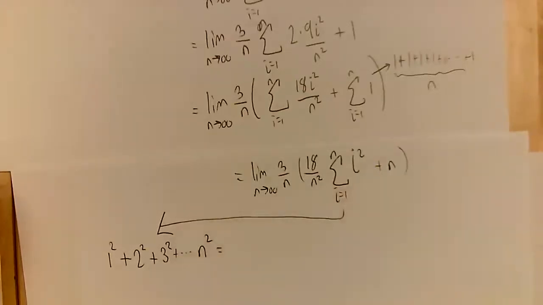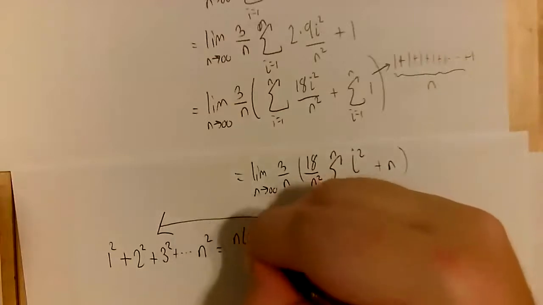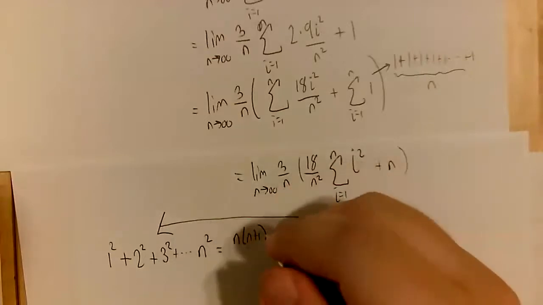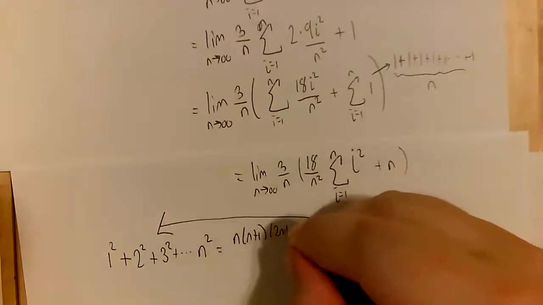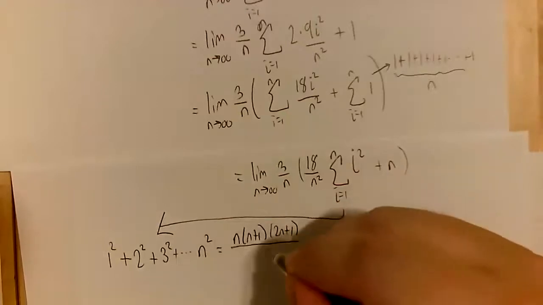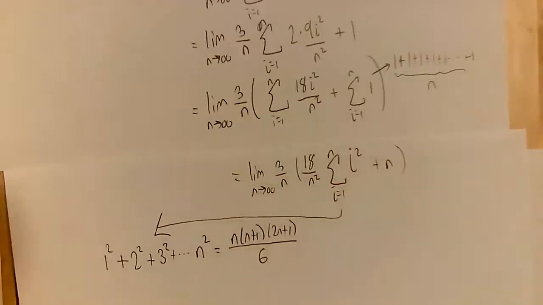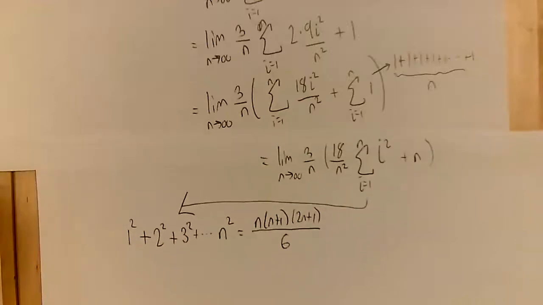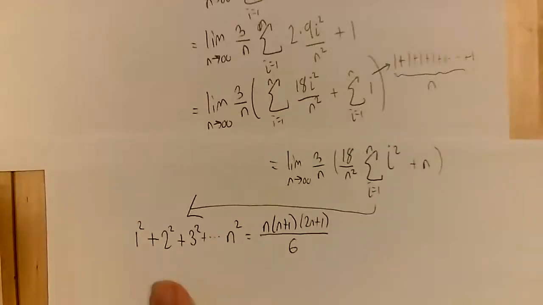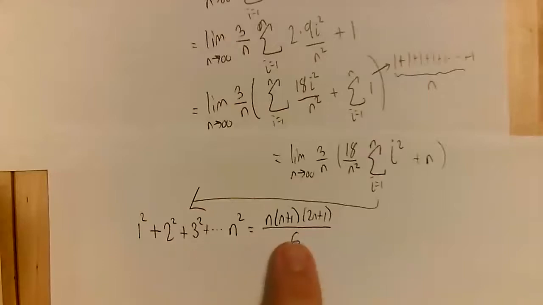Now, this actually has a nice formula for it. I'm not going to prove it or show where it comes from, but this is equal to n times n plus 1 times 2n plus 1 over 6. That's the formula for the first n squares added together. If you don't believe me, you could plug in a small number for n, like 3 or 4, and verify for yourself that that's how it works.